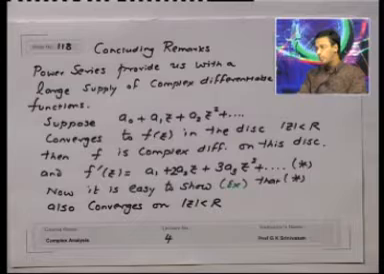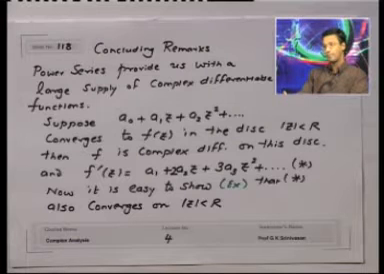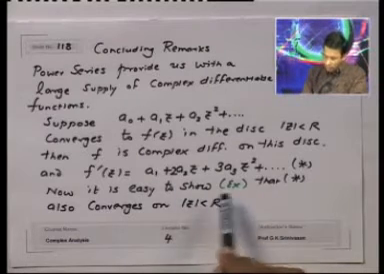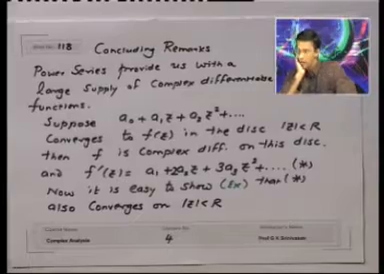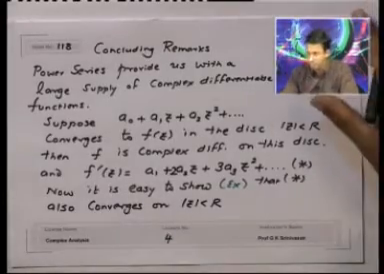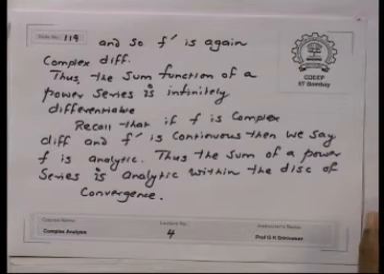What is the complex derivative? a1 plus 2a2z plus 3a3z squared, etc. But this power series also has radius of convergence r. So I can differentiate it again. So f prime is again complex differentiable. If f prime is again complex differentiable, that means that f prime is continuous in particular.